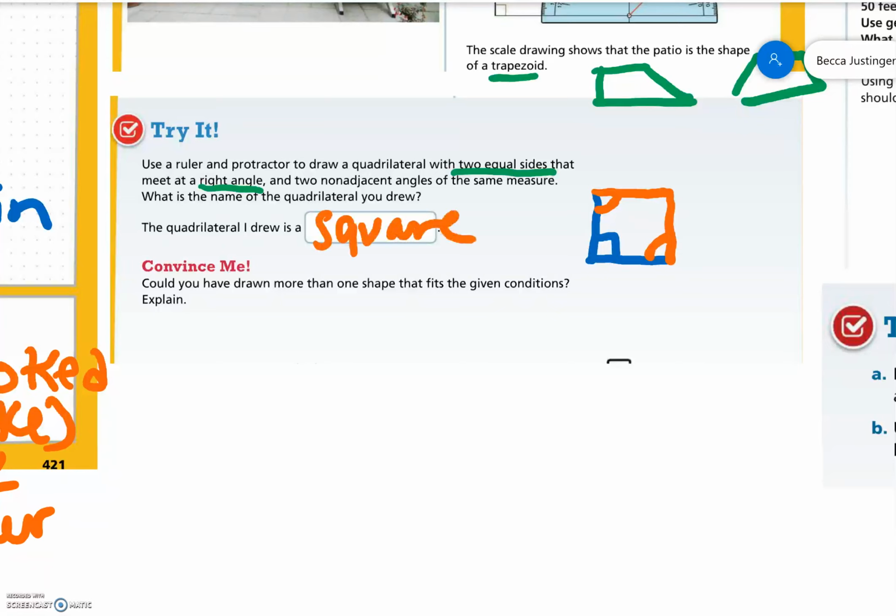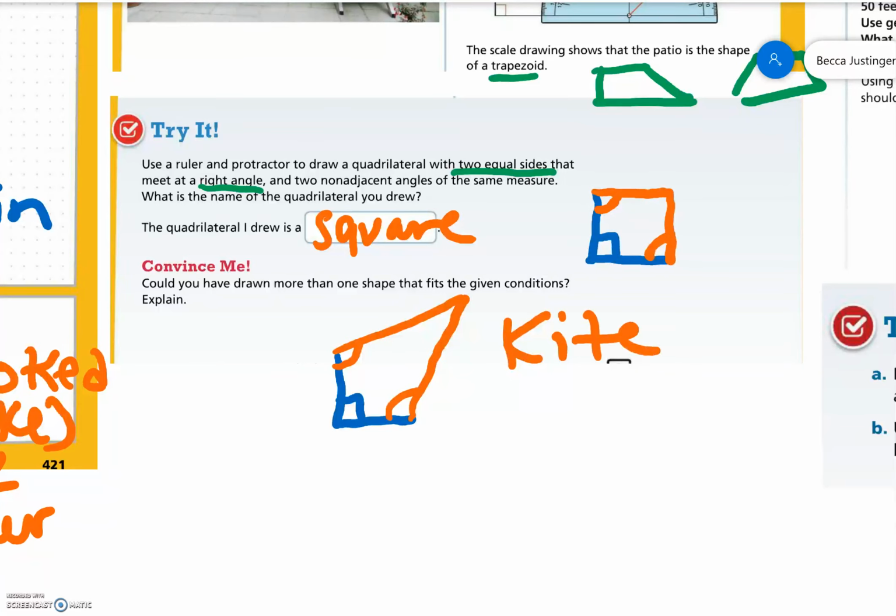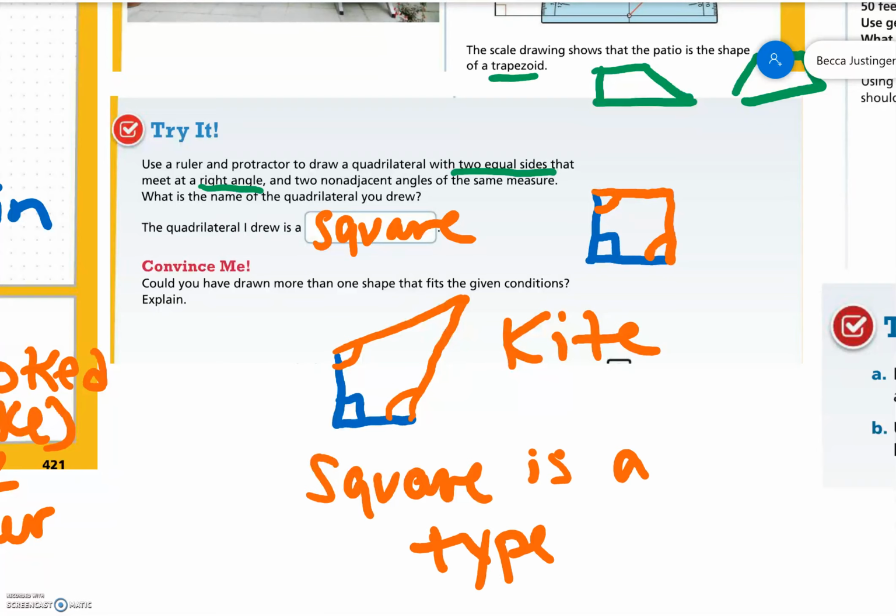Could you have drawn more than one shape that fits the given conditions? Again, thinking outside that box. We drew 2 sides that are formed at a right angle, and then extended these out a little bit longer, but made sure these angles were still the same. That's a kite. Because a square is a type of kite with just more conditions.